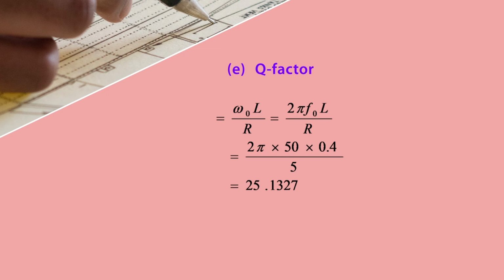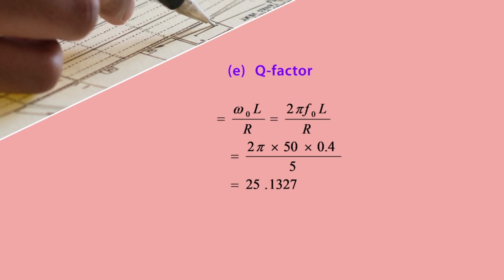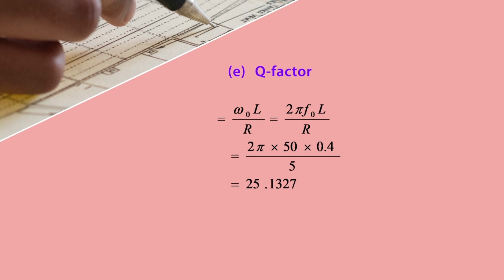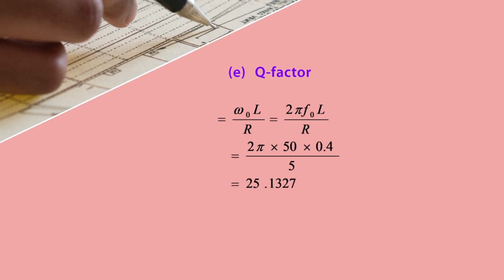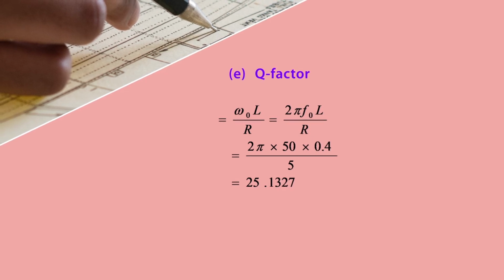So you have the value of f naught, the value of inductance, the value of resistance, and you know the value of pi is 3.14. So just put all the parameters in this expression, and after putting in all the values of inductance, resistance, frequency and pi, you will get the value of Q factor, that is equal to 25.1327.